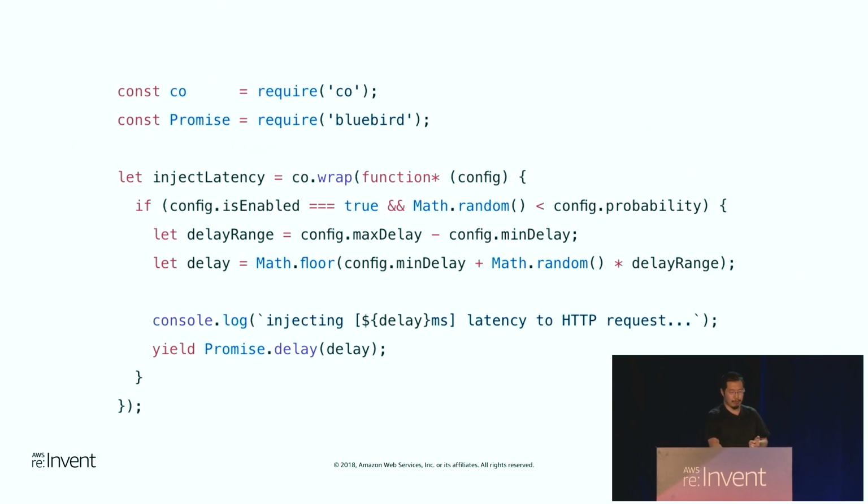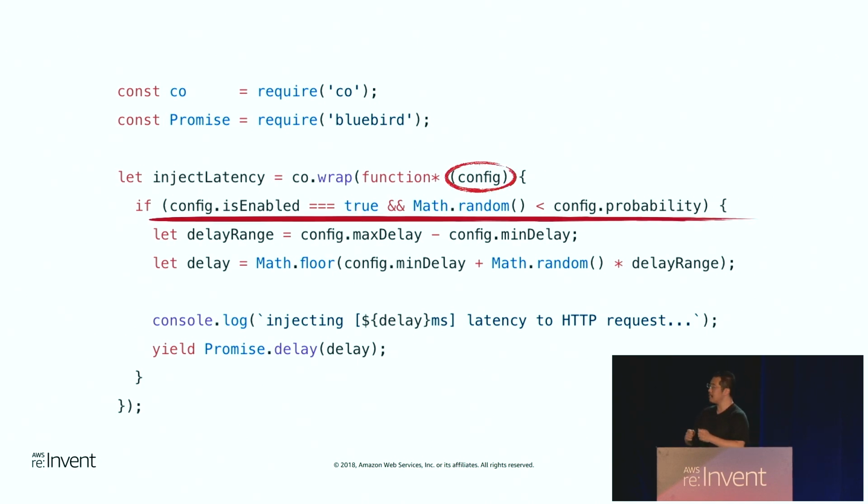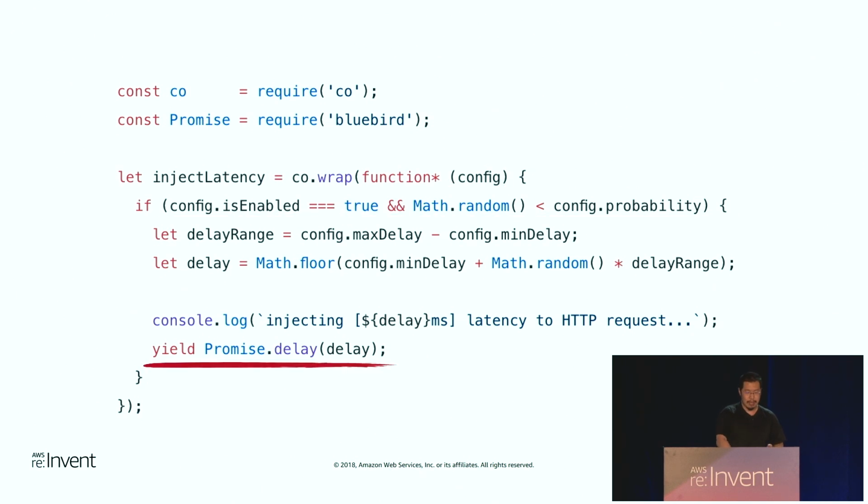And for Node.js or Python, other dynamic languages, you can potentially write wrapper libraries for your client. As a proof of concept, I wrote a very simple HTTP client that allows me to pass in a config object that lets me toggle those experiments on and off, but also control how often we should inject latency and how much latency to inject. In this case, I'm just using Bluebird's delay function to add some arbitrary delay to an HTTP request.